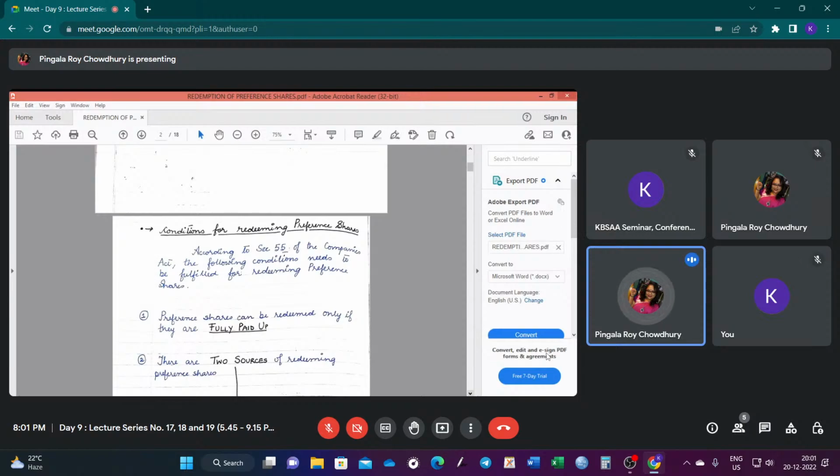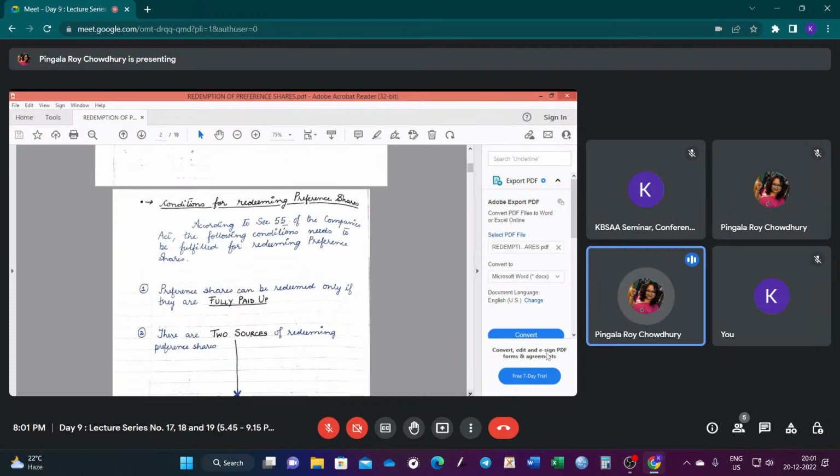Now, Companies Act Section 55 deals with the rules and conditions regarding redemption of preference shares. The very first thing which we need to remember is that if the preference shares are not fully paid up, then we cannot redeem any preference shares. So, for a preference share to be redeemed, they need to be fully paid up. Until and unless the full amount is called and paid up, you cannot redeem any preference shares.